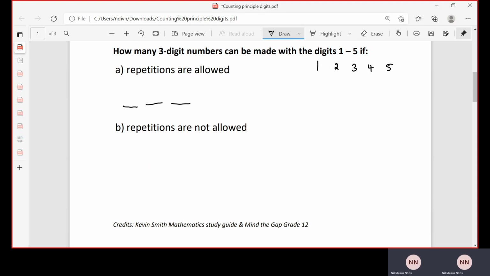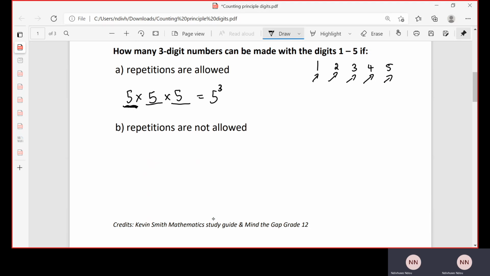Okay. In the first position, how many choices do we have? We can choose 1, 2, 3, 4, or 5. So we have 5 choices. So this position is going to be filled with a digit, right? But because repetition is allowed, our choices still remain 5. We can choose any of them because we can repeat. So because repetition is allowed, it remains 5.